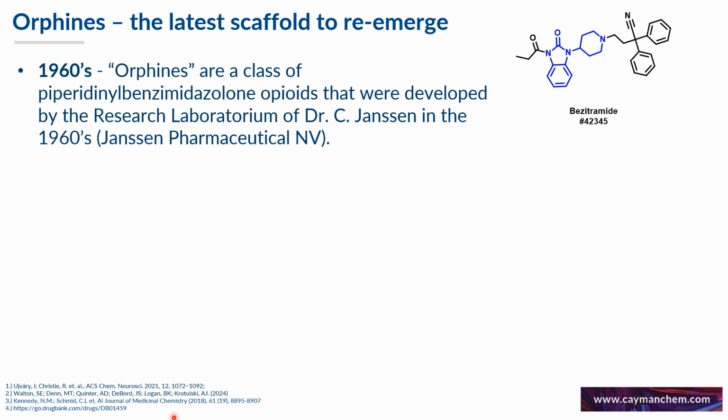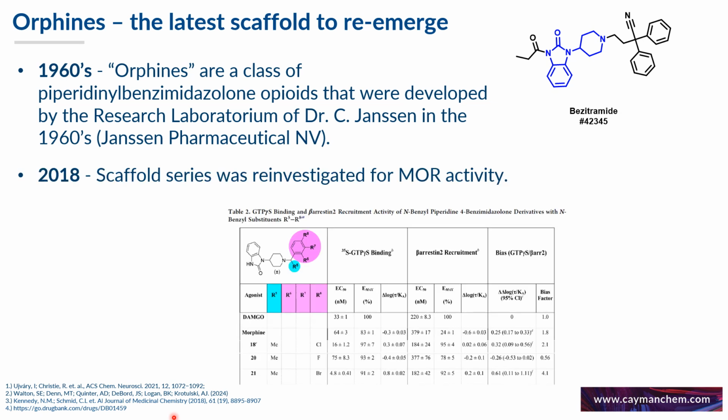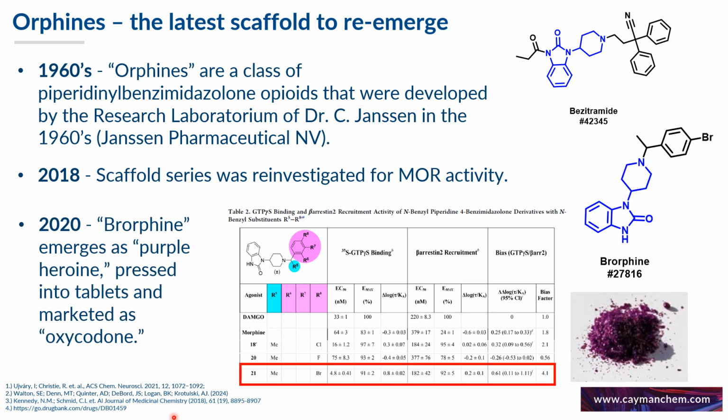In 2004, it was removed from circulation in the Netherlands due to multiple overdoses and was never marketed in the United States. In an effort to identify safer analgesics, the mu-opioid receptor activity of the orphine scaffold was reinvestigated in 2018, and 2 years later, brorphine emerged on direct-to-user sites. It was also found in seized case samples and was marketed as purple heroin and cut into fake oxycodone tablets.